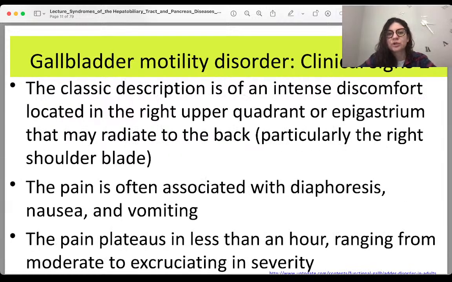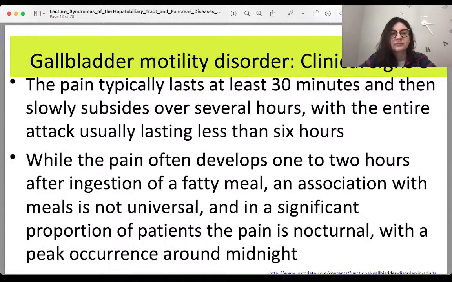The classic description is of an intense discomfort located in the right upper quadrant or epigastrium that may radiate to the back, particularly the right shoulder blade. The pain is often associated with diaphoresis, nausea, and vomiting. The pain plateaus in less than an hour, ranging from moderate to excruciating in severity. Pain typically lasts at least 30 minutes and then slowly subsides over several hours.